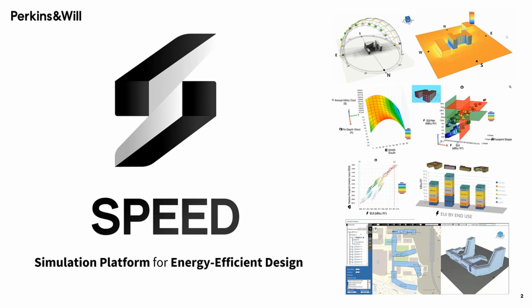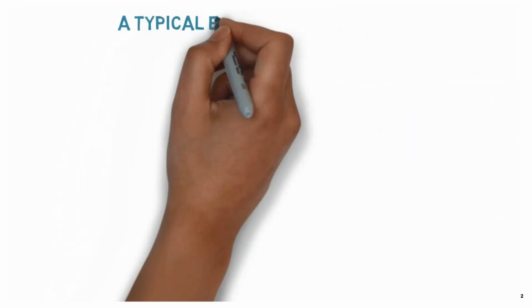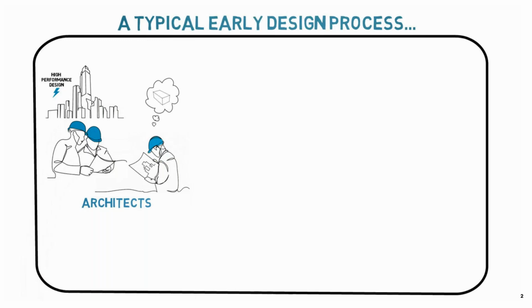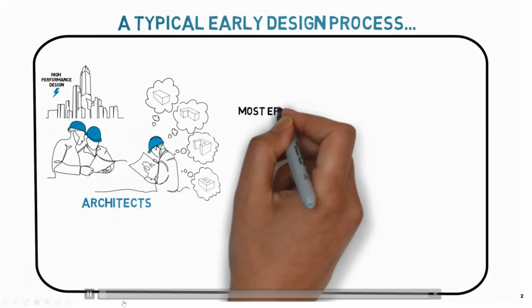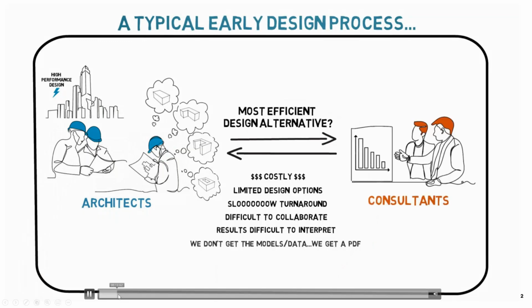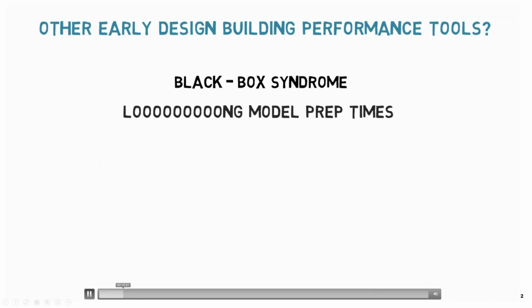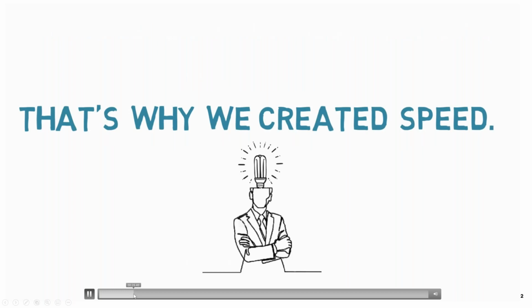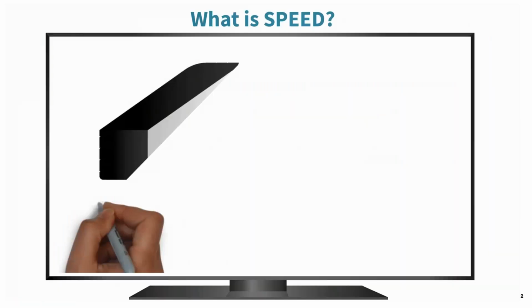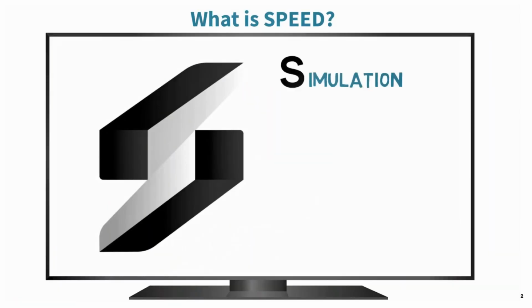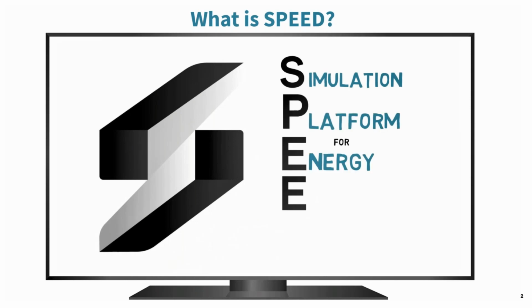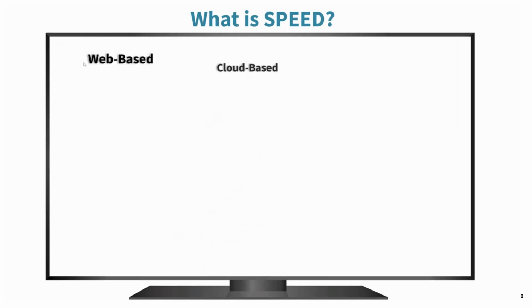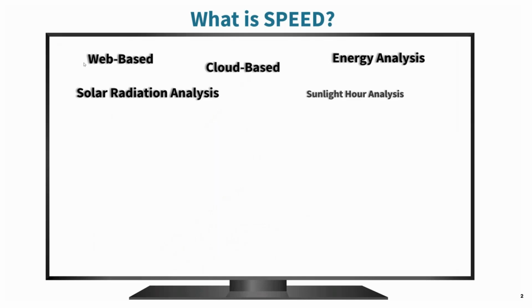We developed this platform, which has been released to the firm. I'm going to cruise through a video, skipping some stuff here. We released it back in October. It's gotten a fair bit of traction, but a lot of lessons learned in the process. SPEED stands for the Simulation Platform for Energy Efficient Design. It does daylighting simulation and solar simulation. Here are a number of the things that it does.